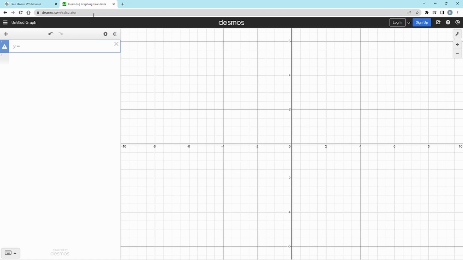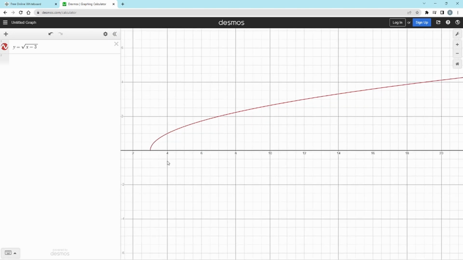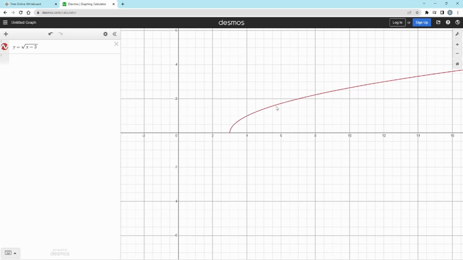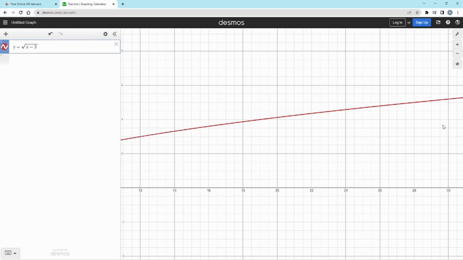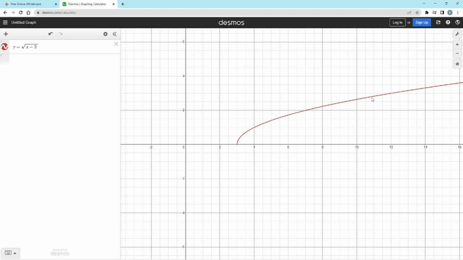Y equals, how do I get the keyboard? There it is. The square root of x minus 3. And here we have our graph. So it starts here and it gradually keeps going up and up infinitely. And it never goes below 0. So recognizing domain and range, x is greater than or equal to 3 and y is greater than or equal to 0.